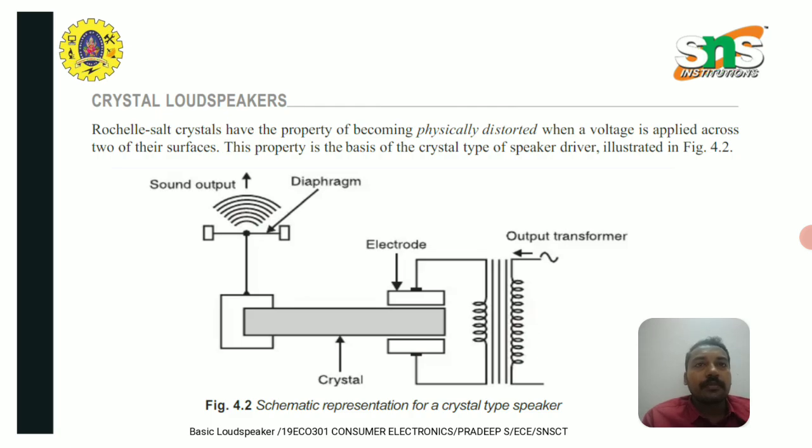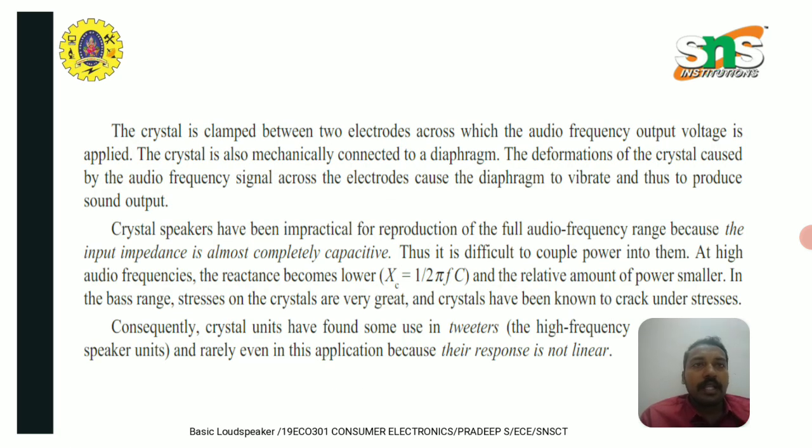Crystal loudspeaker. Rochelle salt crystals have the property of becoming physically distorted when a voltage is applied across two of their surfaces. This property is the basis of the crystal type of speaker driver. The crystal is clamped between two electrodes across which the audio frequency output voltage is applied. The crystal is also mechanically connected to a diaphragm. The deformations of the crystal caused by the audio frequency signal across the electrodes cause the diaphragm to vibrate and thus to produce sound output.